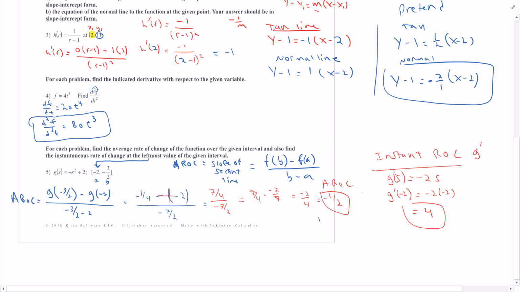All right, this is not mean value theorem. You don't have to find when they're equal. It's just simply trying to get you to see the difference between average rate of change and instantaneous rate of change and how they are obtained.